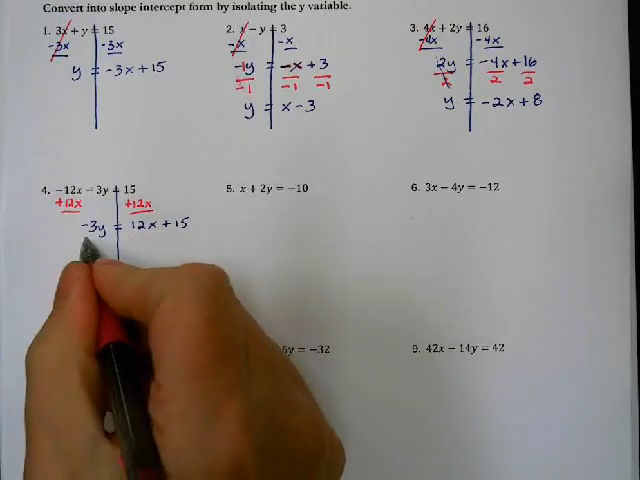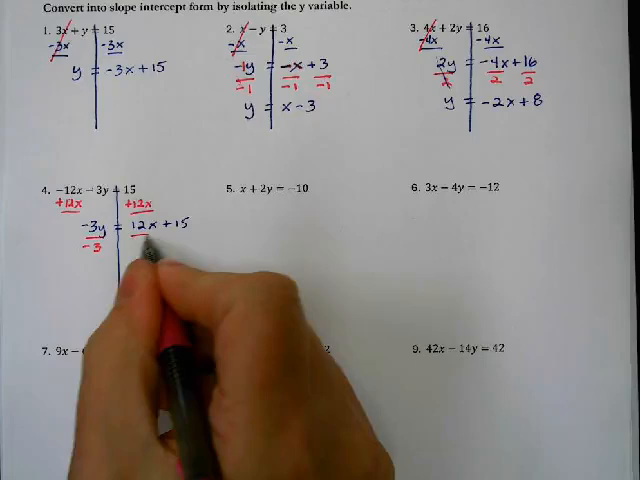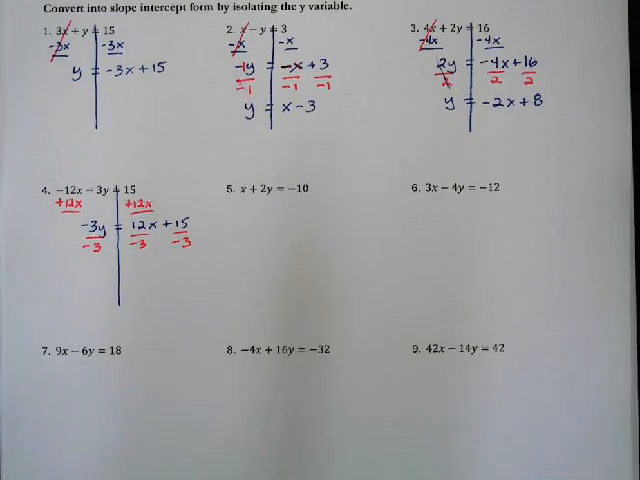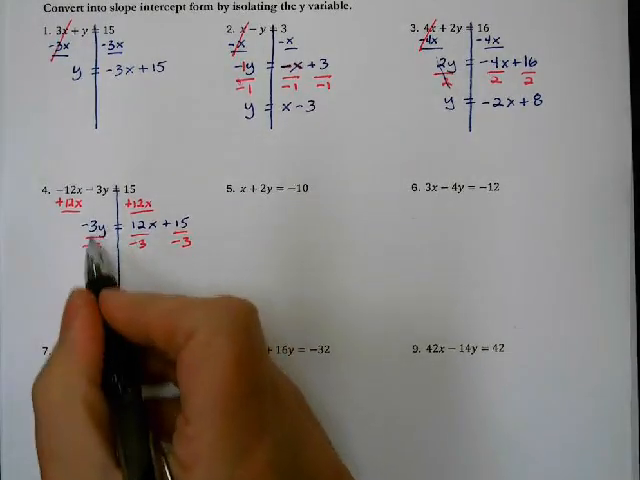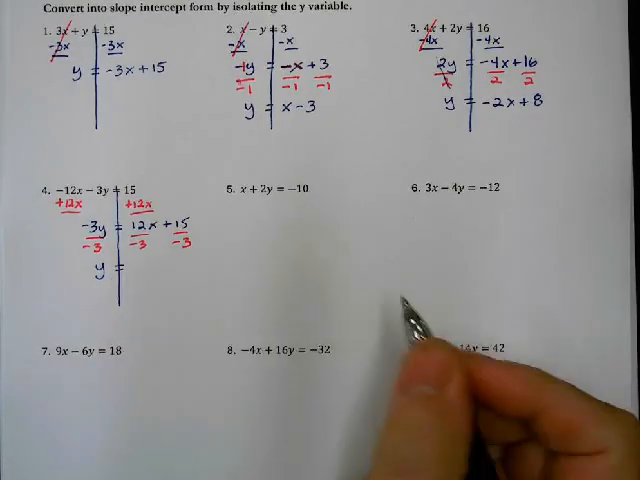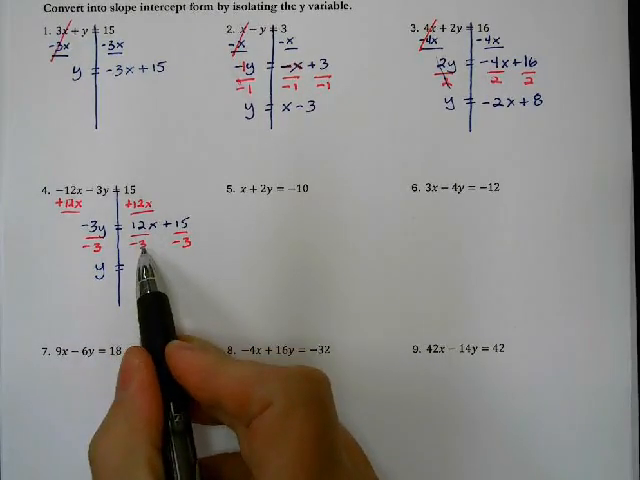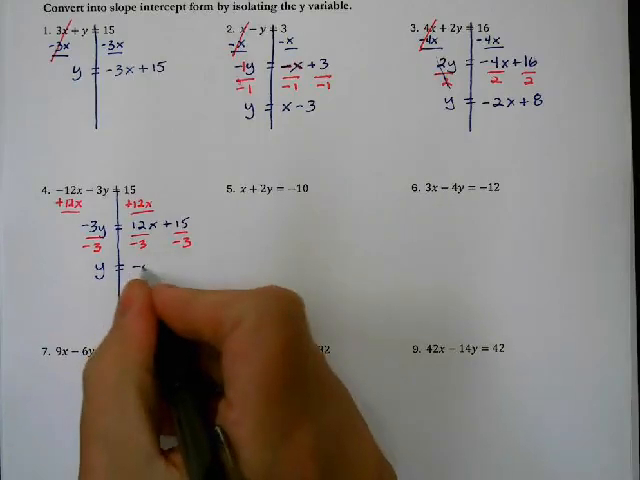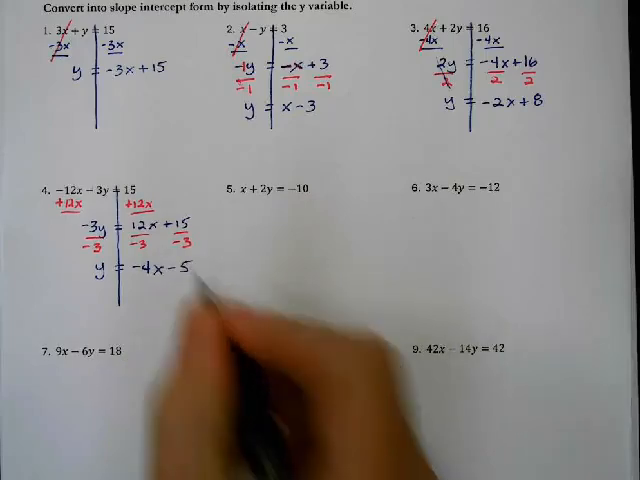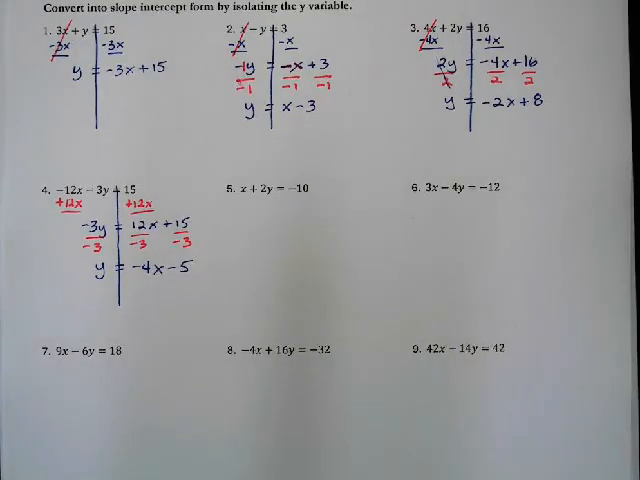I divide everything by -3. Not just one thing, everything. The property of equality says everything gets divided. So over here, -3 divided by -3 is 1, so I just get y. Y is isolated. 12 divided by -3 is -4x. And 15 divided by -3 is -5. So my slope is -4, my y-intercept is -5. So at this point, if you're feeling saucy, you can go ahead and try to do these next 2 problems. So pause it if you want to. There we go.